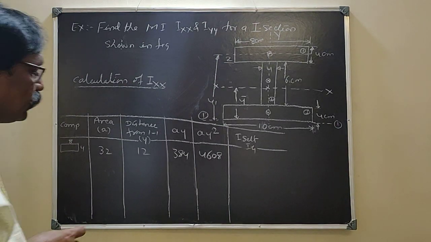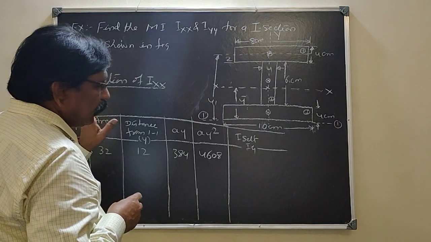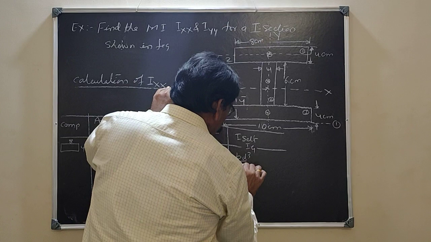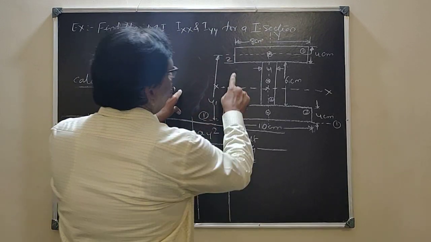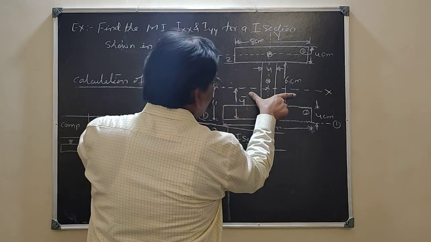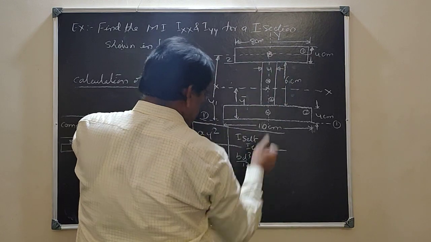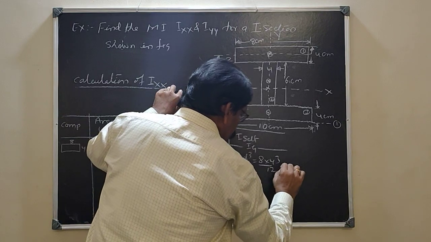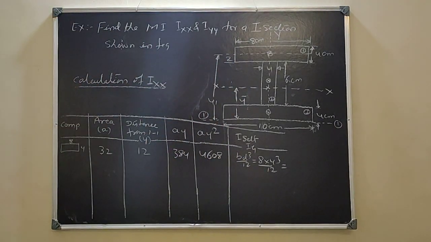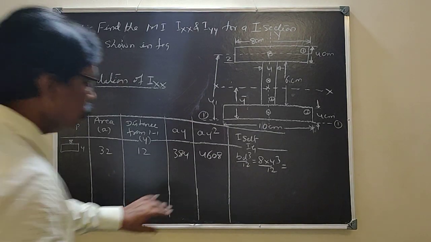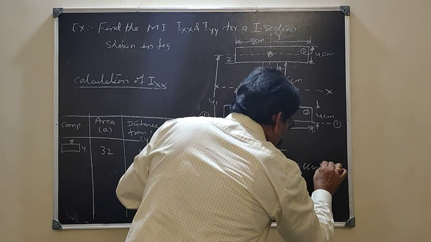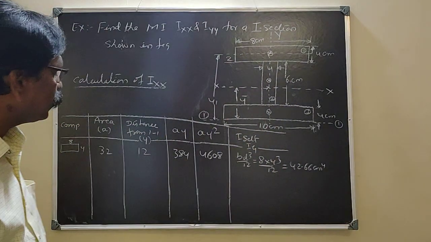And then I self, that means again bd cube by 12. So as we know, bd cube by 12 is the formula. Now b is parallel to this, so that will be equal to 8 into 4 cube divided by 12, that is equal to 42.66 centimeter to the power of 4. That is for the first unit.